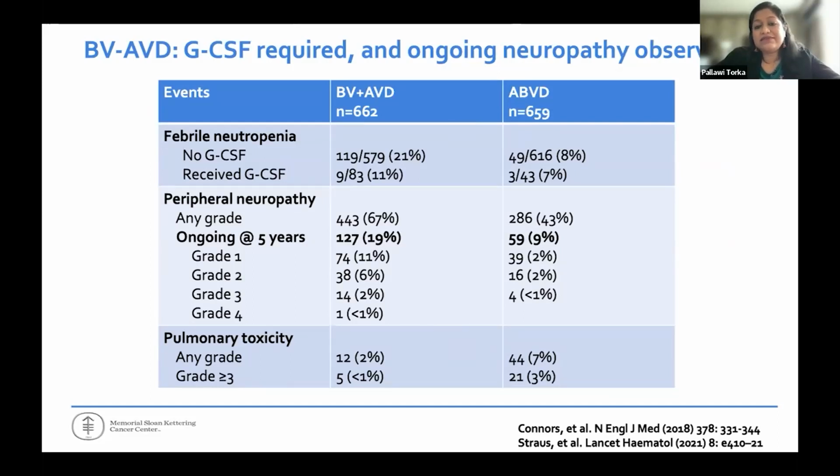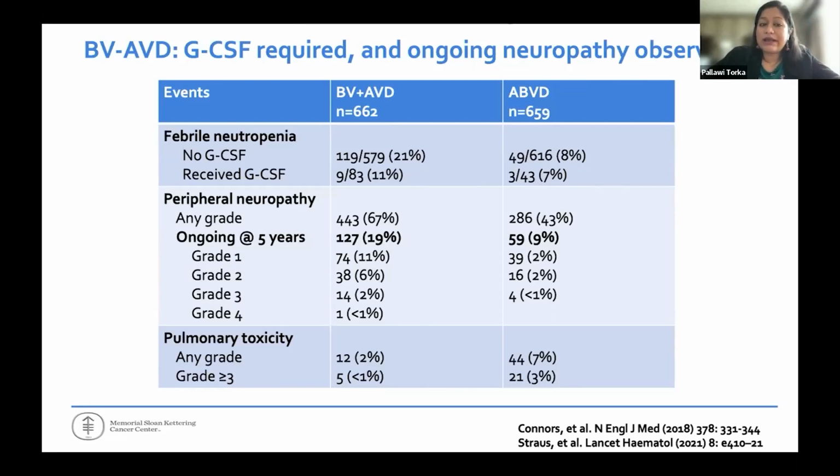If you give GCSF, then the incidence of neutropenia is about 11% compared to 7% of ABVD, which is not bad. Also, peripheral neuropathy is a big issue. But the good news is that it is dose dependent and it does come down after patients finish treatment. So at the end of 5 years, even though 1 out of 5 patients have peripheral neuropathy, most of that is very low grade neuropathy, and very few incidents of grade 3-4 neuropathy. And as expected, because you're not giving bleomycin, pulmonary toxicity incidence is very low.